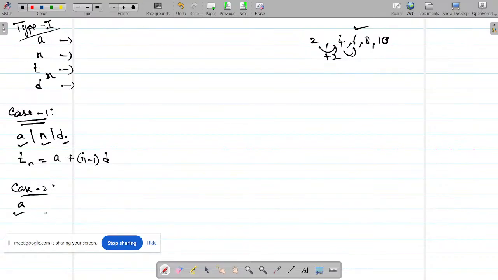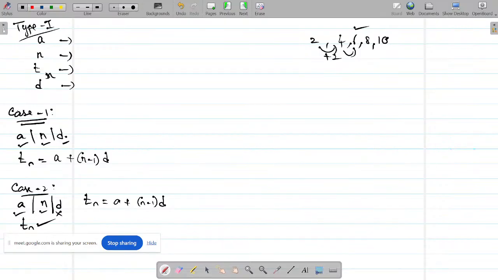A is given, N is also given, D not given, but Tn is given. You have to find D. It's the same thing. You use the same formula. Tn is equal to A plus N minus 1 into D. I want the D value. D is the unknown value.